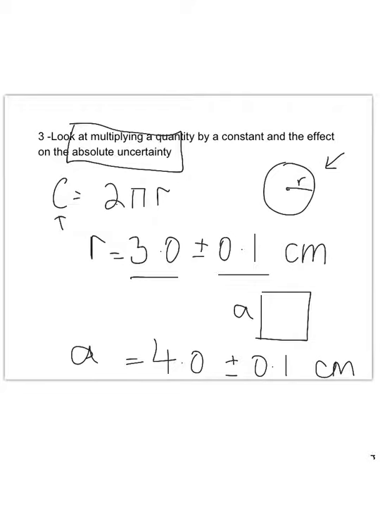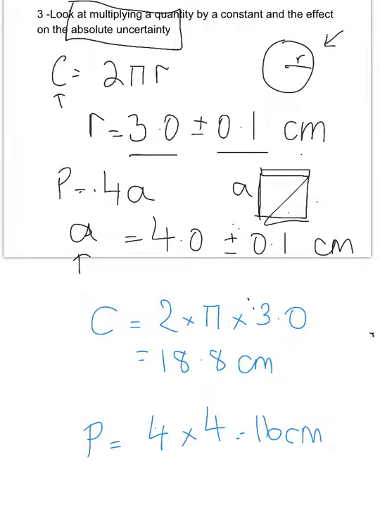And then I also want you to work out the full perimeter of this square. Considering that it's a square, the perimeter will be equal to 4 times a. 1, 2, 3, 4. They're the same size, so it's 4a. What is the final absolute uncertainty in the value of the perimeter? Okay, so stop the video, and I mean it, stop it, and work it out first, and then we can check your answers.